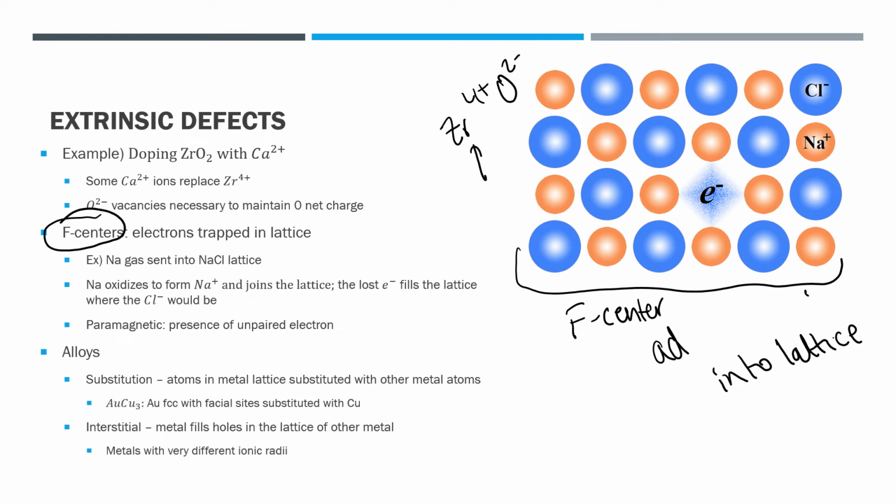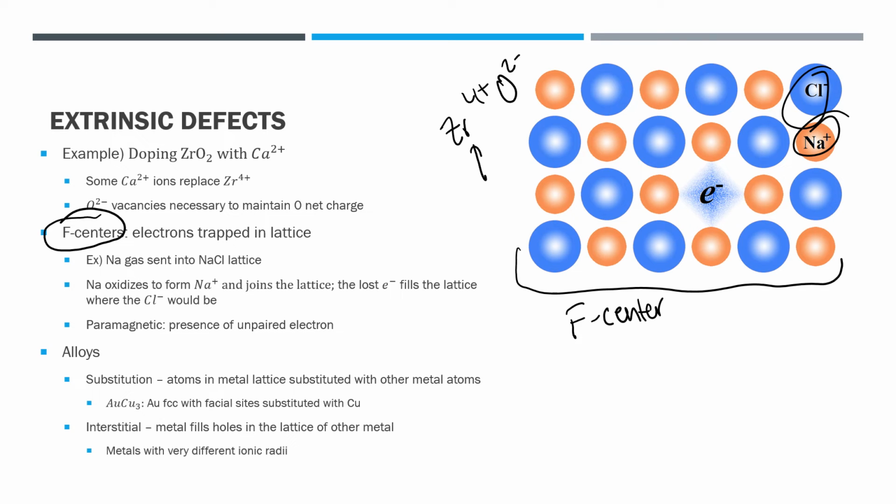Okay, so how is an F center formed? In this case, we have sodium and chloride, and that's the case I'm going to talk about. Say we had sodium gas that's sent through a sodium chloride lattice. What's going to happen is the sodium gas is going to oxidize, because sodium is so easily oxidized. So this sodium gas is going to oxidize and form Na+, and this Na+ is going to join the lattice. But where does that lost electron go?